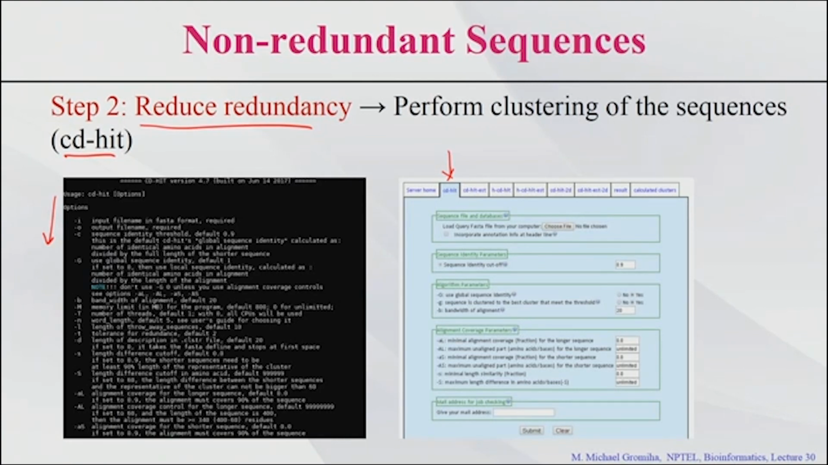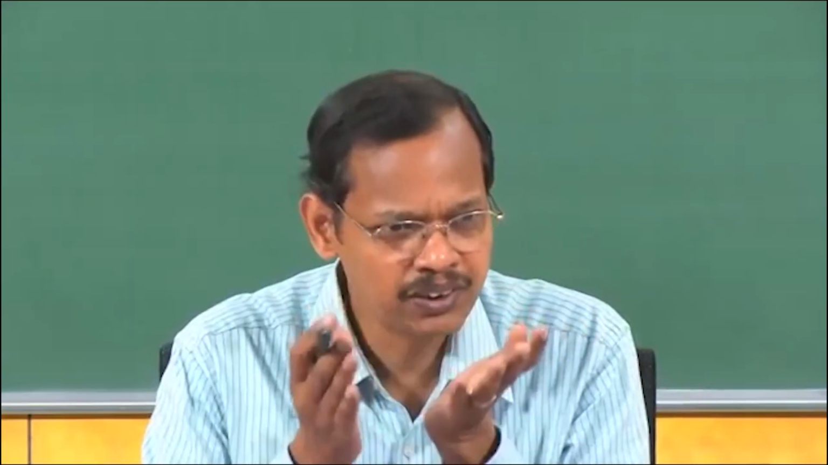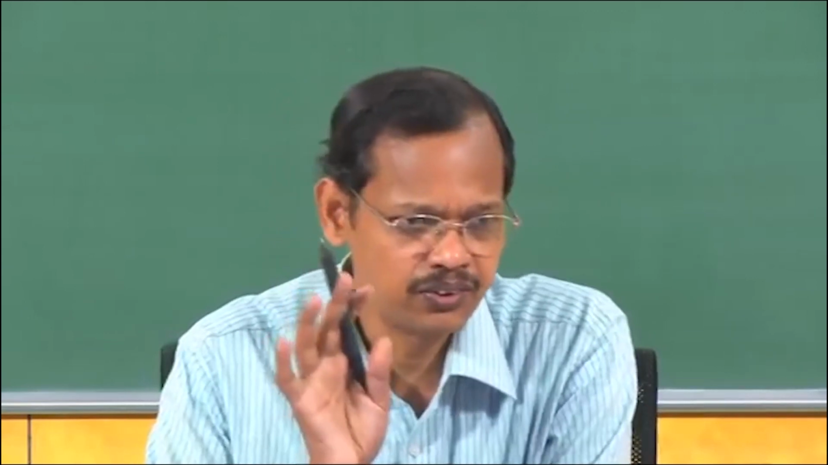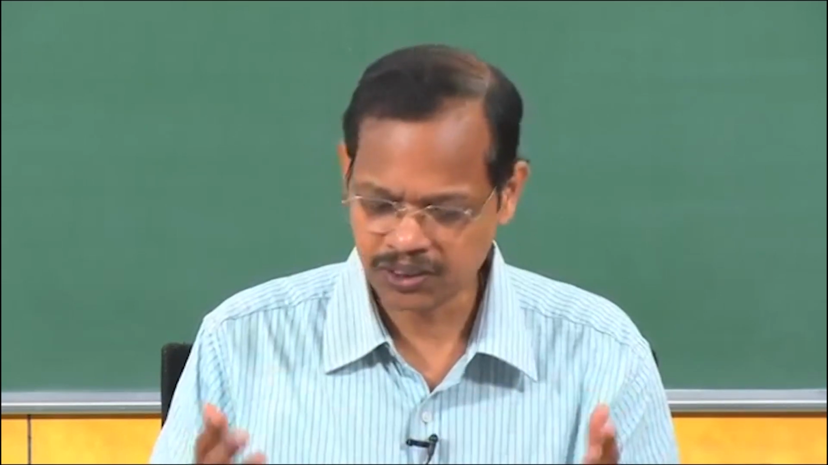You are asked for the sequence identity cutoff and the word size, and then you can get the non-redundant sequences. For example, if you want a 30% cutoff, you can use 0.3. First we get the sequences, in this case from PDB-TM, and once we download the sequences, we reduce redundancy at any cutoff, for example a 30% cutoff, using CD-HIT.